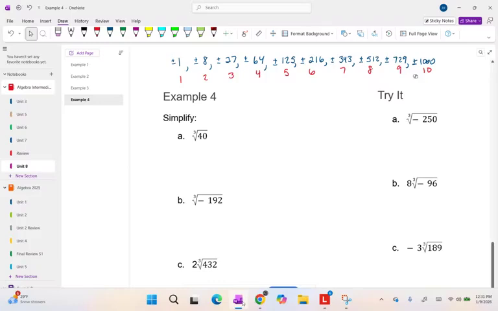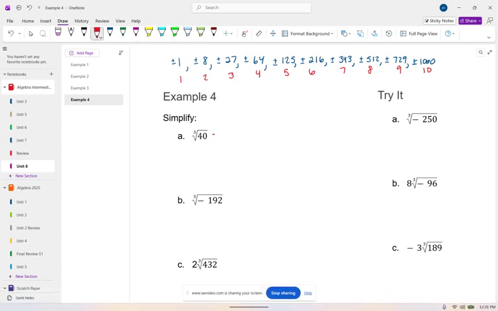All right, guys, in example 4, we're going to be finding cube roots of numbers that are not perfect cubes. When we look at numbers like 40, 40 is not on my list of perfect cubes, so I'm going to have to break it down. The best way to do these is to start by dividing the number in half. So we have 40 divided by 2, which is 20.